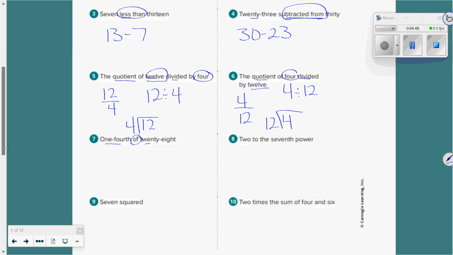1/4 of 28. Of is actually an extremely important word in English when you're translating to math. Of means multiply. So what this means is 1/4 times 28.